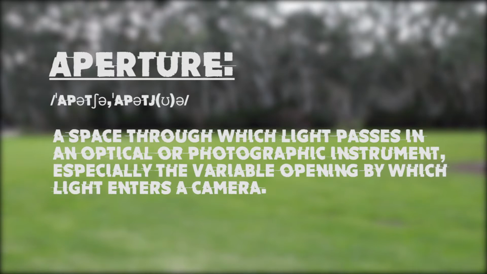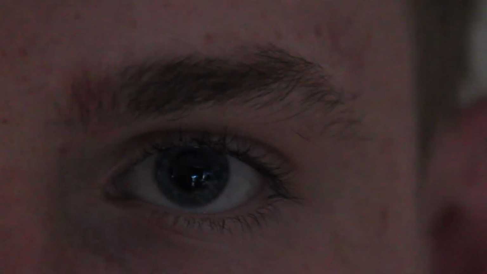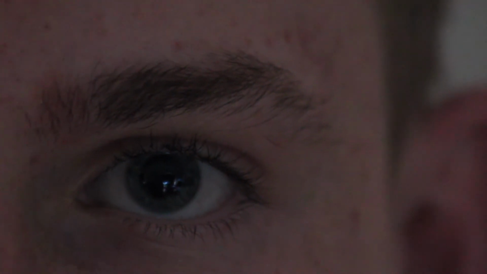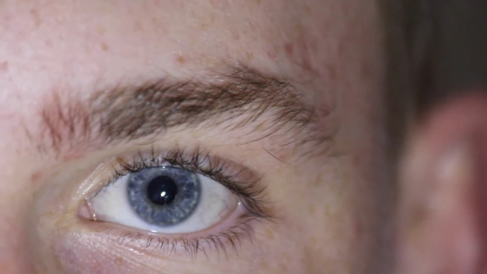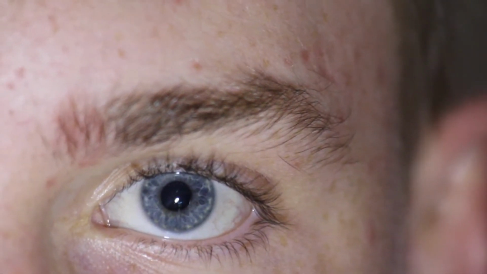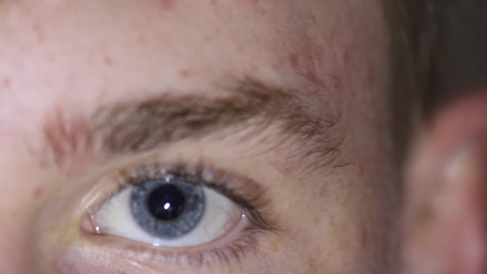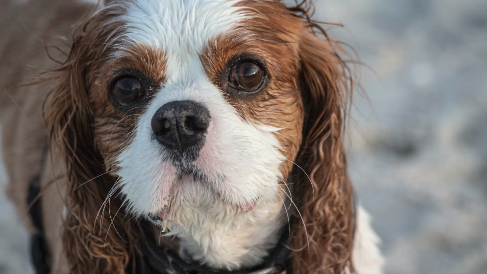The first camera basic is called aperture. Aperture is a space through which light passes in an optical or photographic instrument, especially the variable opening by which light enters the camera. Imagine that the lens is like an eye. When you're in a bright room, your pupil closes more to let less light into your eye. However, when you walk into a dark room, your pupil opens up more to let you see better and allow more light in. This is exactly the same as in a camera.